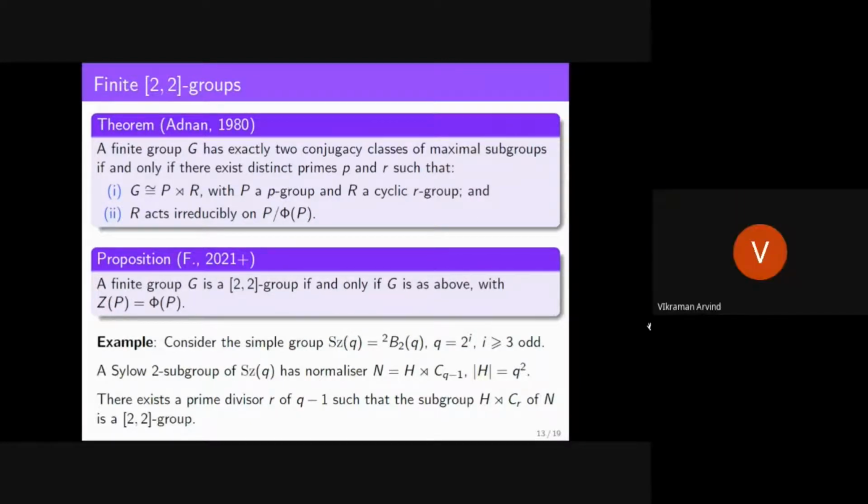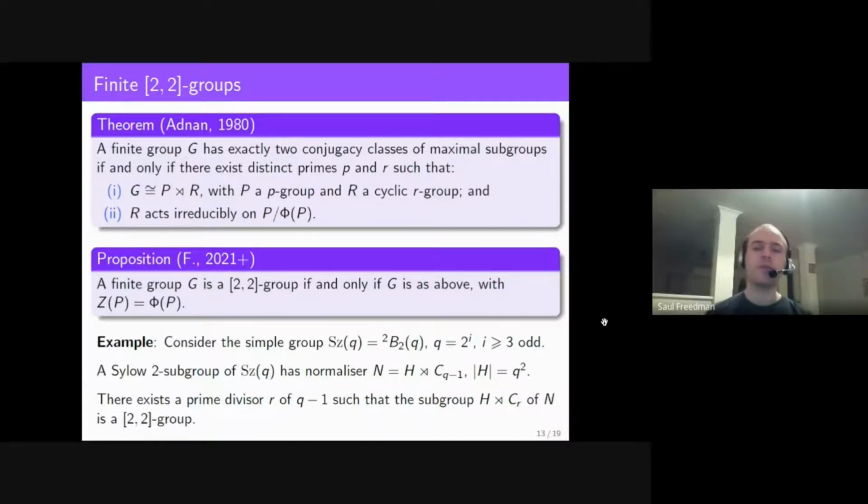Yes? In this theorem of Adnan, what will the two conjugacy classes actually look like? Well, one of the conjugacy classes has to be a normal maximal subgroup. So that just consists of one. And then, all right, so let me try to remember. Yeah, so if you let Q be the unique maximal subgroup of R, then one of the maximal subgroups will be the semi-direct product of P and Q.